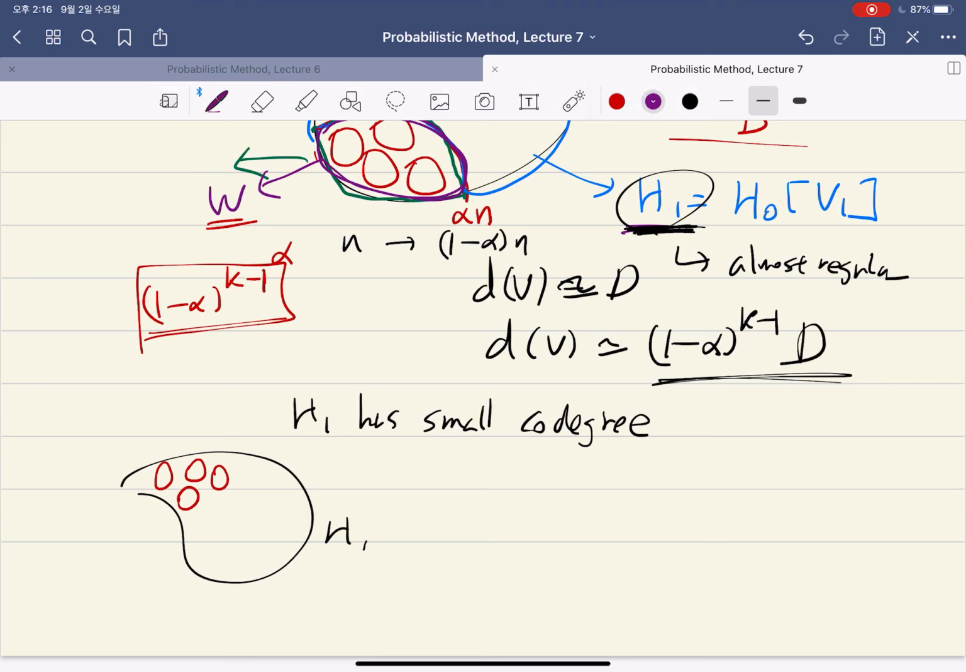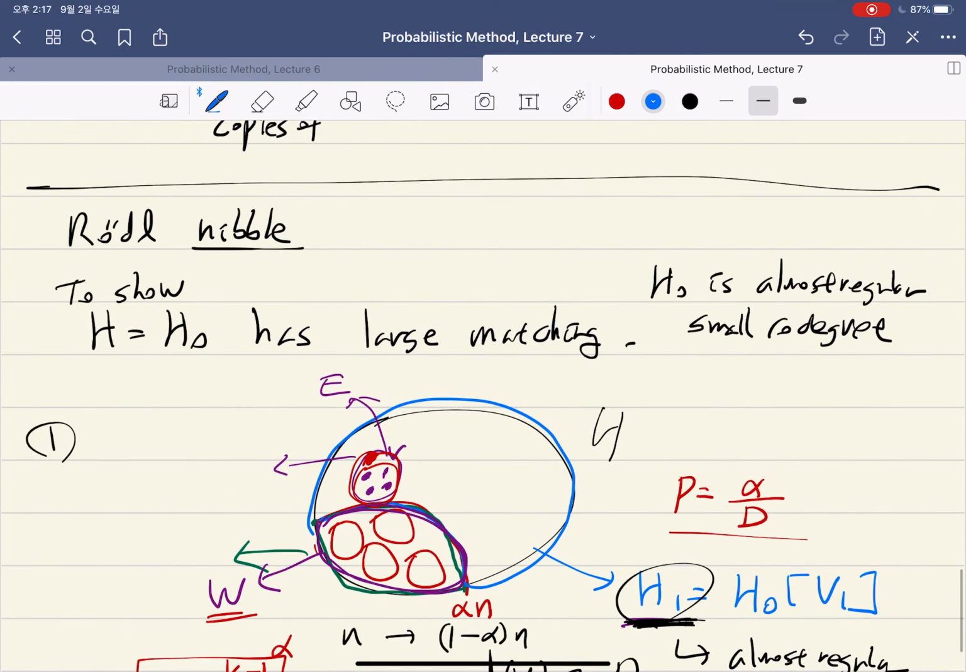You randomly choose some edges, let the occupied vertices be W, and throw them away. Then the remaining one is H2. Again, you can show that H2 is almost regular and has small codegree. You keep repeating this until you have an Hs which has a very small number of vertices, fewer than epsilon n vertices. Then you just throw the vertices away, and collect all the edges you have collected so far. They form an almost perfect matching. So that's roughly what we want to do.